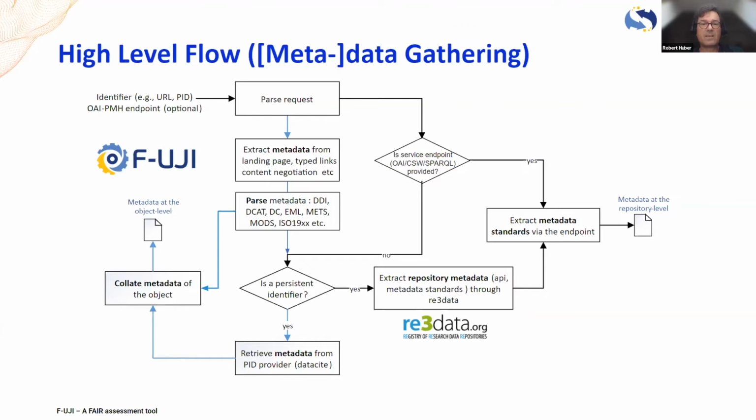In addition to these identified metadata, FUJI is also using third-party information. It is trying to identify an entry in re3data, for example, and tries to find out if the repository supports additional metadata standards, and it is also using the service endpoints I just mentioned in order to identify more information on delivered metadata. Then FUJI uses all this metadata to perform the individual tests, or metric tests, I just mentioned.